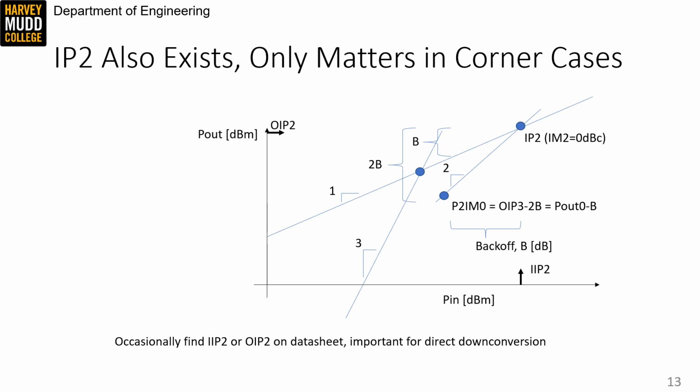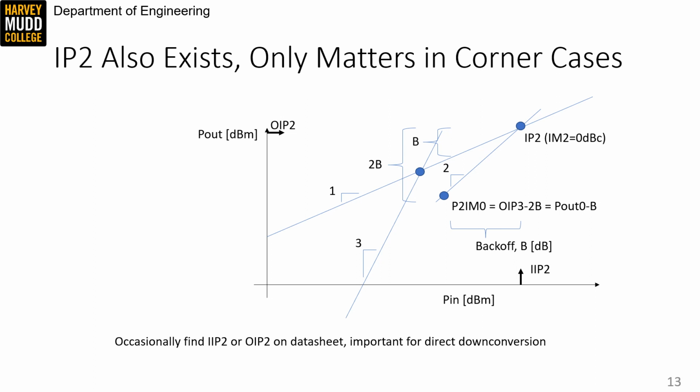It's worth noting that IP2 also exists, but it's often at a higher input power than IP3 because A2 is a small coefficient. When you're calculating your second order intermodulation products, you need to know that the second order term has a slope of 2 on this log scale graph, which means that your second intermodulation product will be 2B below OIP3 and B below the first order line. That's different from the third order product, which is 3B below OIP3 and 2B below the first order line.